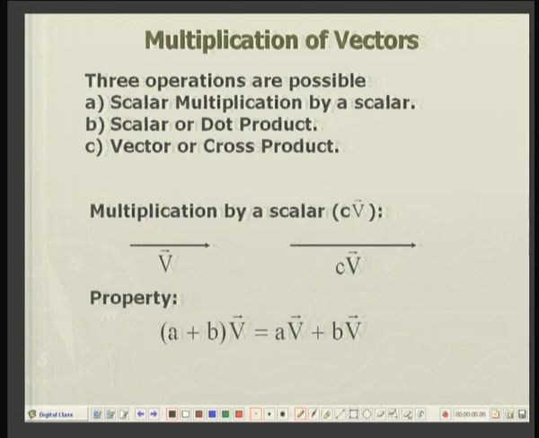So obviously you can check that (A plus B) times vector V is equal to, first you multiply V vector with A, and then you multiply V vector with B, and then you add up the two vectors so obtained to get the resultant.